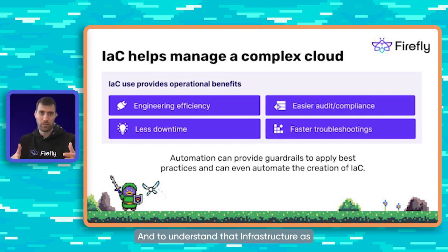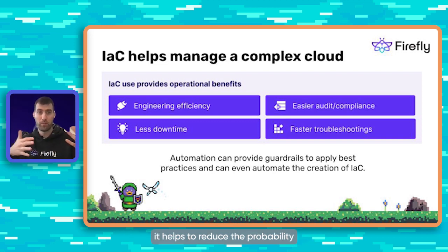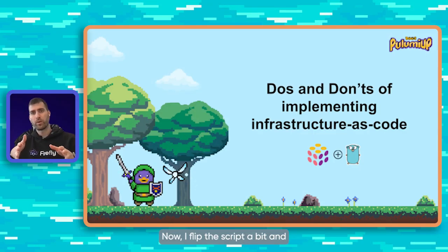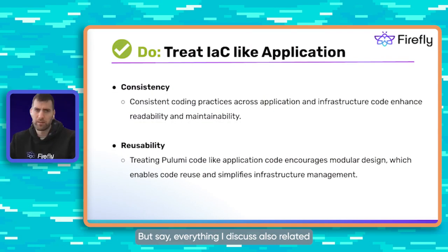And we understand that infrastructure as code is the only way today to manage cloud complexity, because it helps with auditing, it helps to reduce the probability of downtime or service disruption, it helps with engineering efficiency, and helps make troubleshooting faster. Now I'll flip the script a bit and talk more technically about do's and don'ts while implementing infrastructure as code, specifically while talking about Pulumi and Golang. But everything that I'll discuss also relates to other languages like Python or C#.